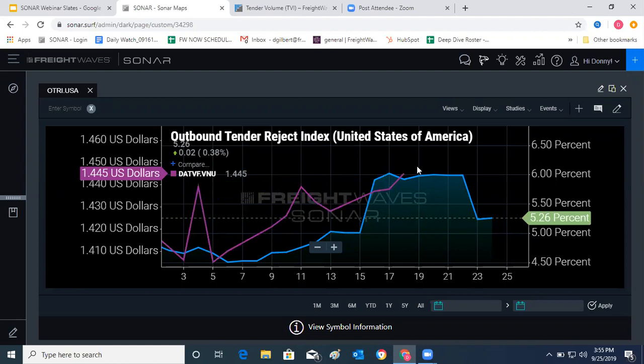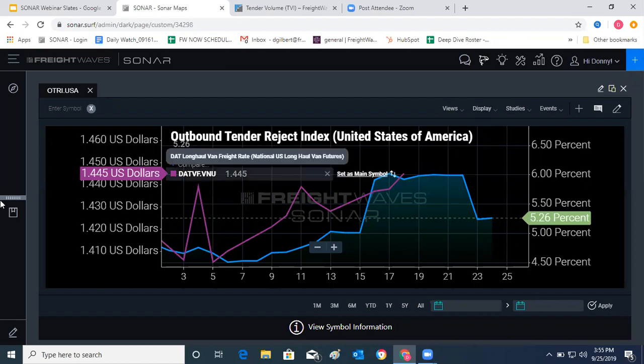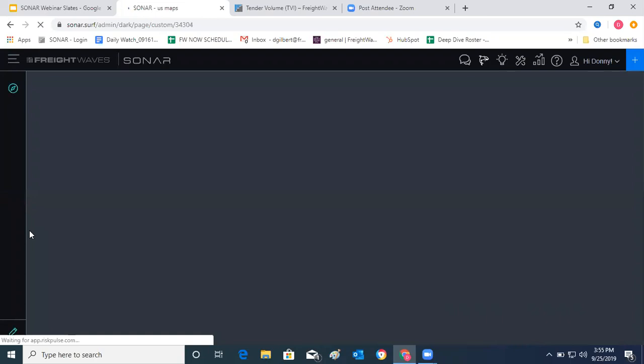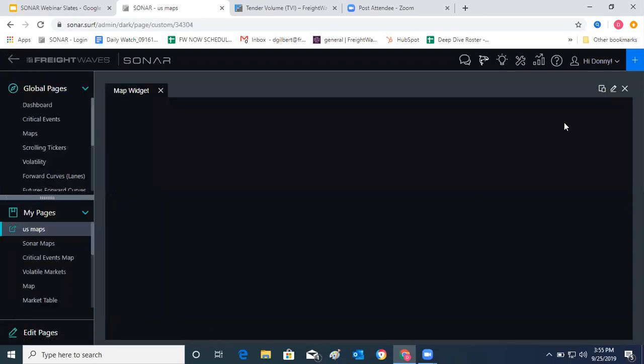And that's where you can really find a lot of value. You'll learn what is going on with spot rates outbound from a market level. So let's go over and look at it first on a US map. This will help tell us what's hot and what's not.